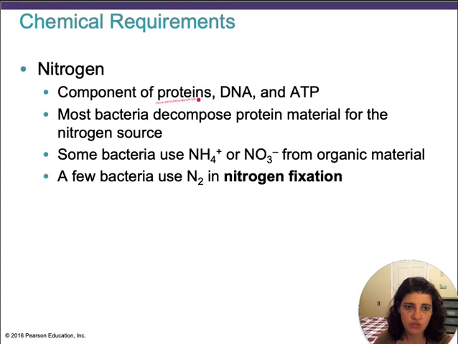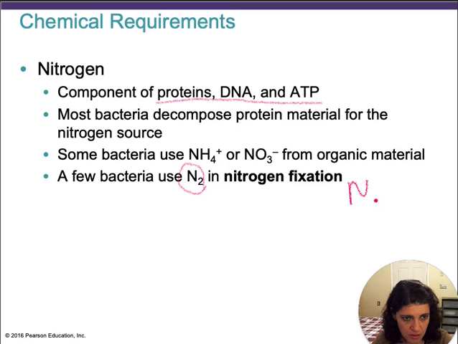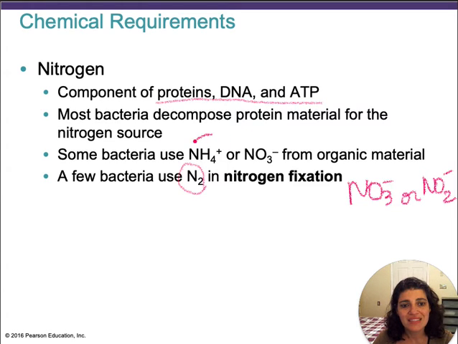Nitrogen. Proteins have nitrogen. DNA, RNA, ATP have nitrogen. So they totally need nitrogen to survive. What some bacteria can do, to use nitrogen and also give nitrogen to other organisms like plants and us, is get the nitrogen gas from the air and fix it. They fix it in the form of nitrite or nitrate, NO2-. Other bacteria can degrade ammonia, which has nitrogen, or nitrate into nitrite or nitrogen gas.